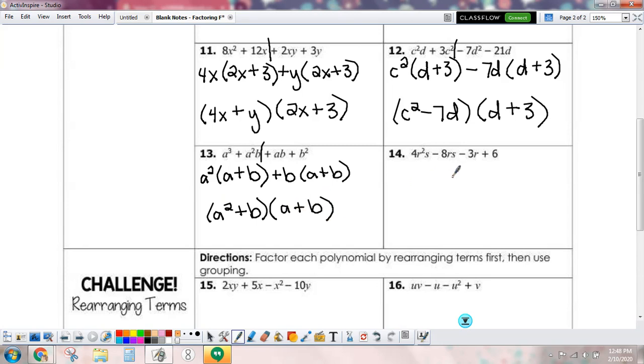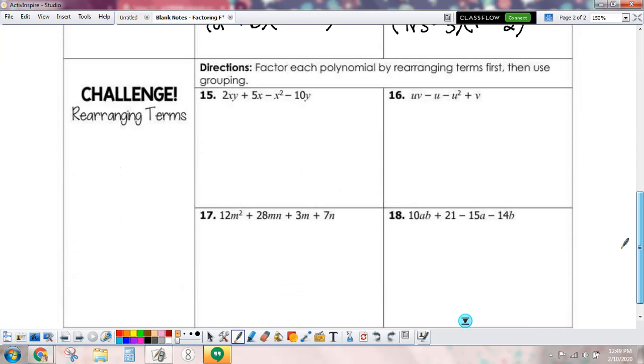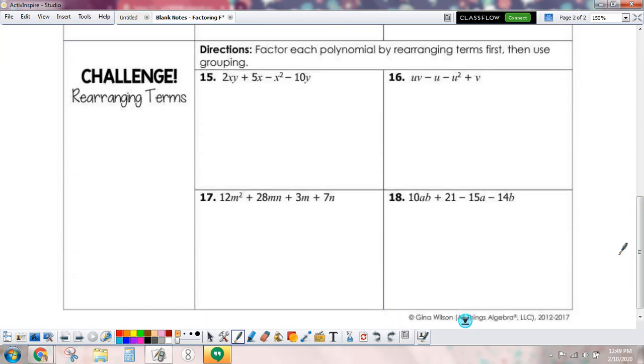All right, try 14. For 14, you should have 4rs times parentheses r minus 2, and then minus 3 times r minus 2. So then you have 4rs minus 3 and r minus 2.